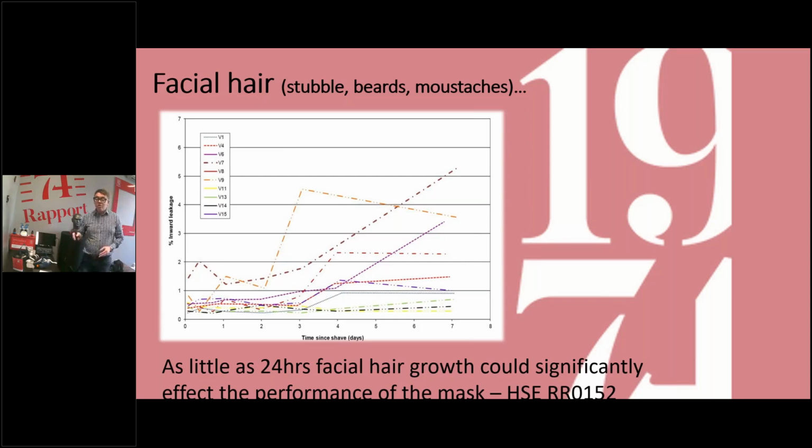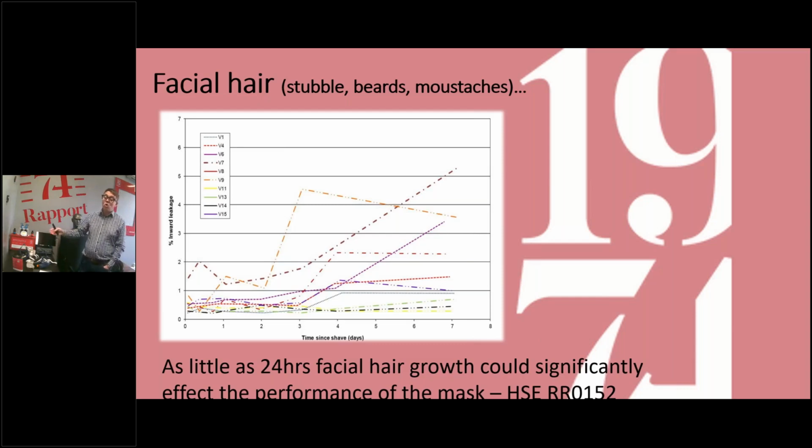And then on the vertical axis we can see the percentage inward leakage. And as a generalization, what we can see is the longer the facial hair gets, the worse the seal of the mask becomes. But again, this varies from individual to individual, from mask to mask. So you can see, if we're looking across the lower parts of the graph, we do have some masks that do protect some individuals after 7 days worth of growth.